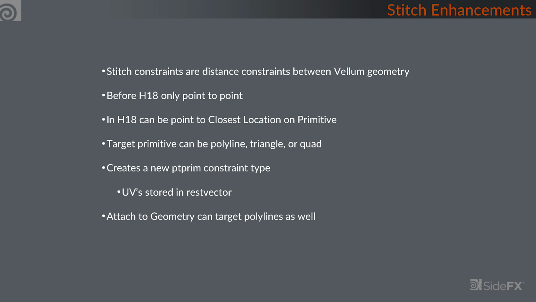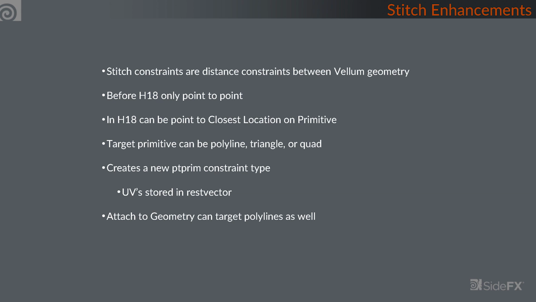So in Houdini 18, that point can now be constrained to the closest location on a primitive, so, for example, the middle of a quadrilateral. That target primitive can be a polyline, a triangle, or a quadrilateral. When you enable this, it actually creates a different constraint type called a point prim constraint, which you don't really need to know. You'll never see it unless you're actually looking at the output of the Vellum constraint SOP. The UVs are stored in the rest vector so that they can be used in the constraint solve.